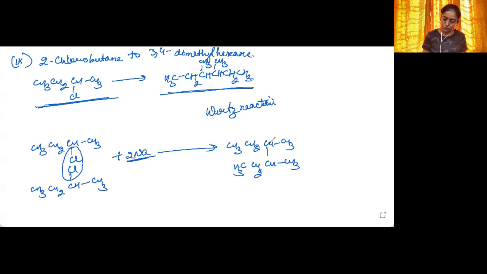Hope this is clear to you. If you see this molecule and this molecule, they are the same molecules, I have just written it in the other way. All right, let's now move into the next part, that is part number 10 of this question.